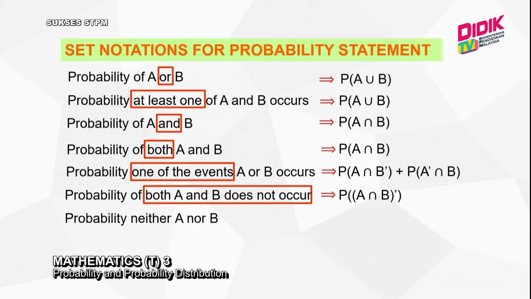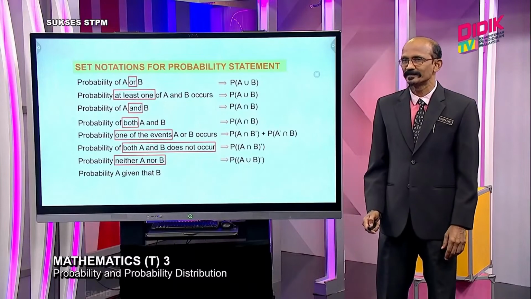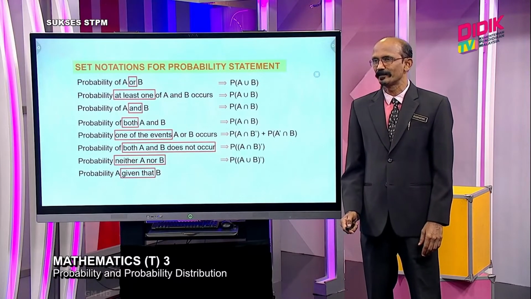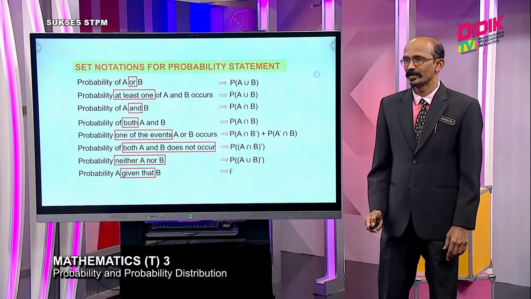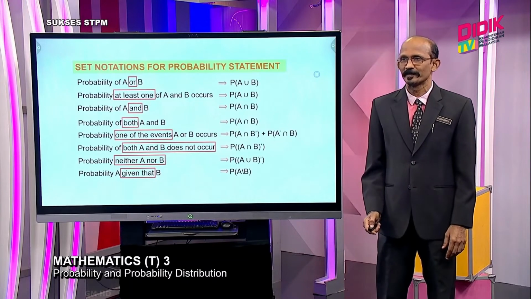Then we continue. Next one, neither nor. Neither nor means A union B prime. So you can see the difference: both A and B do not occur, and neither A nor B, are slightly different. The last one is probability A given that B. This actually comes under conditional, which is probability of A given B.